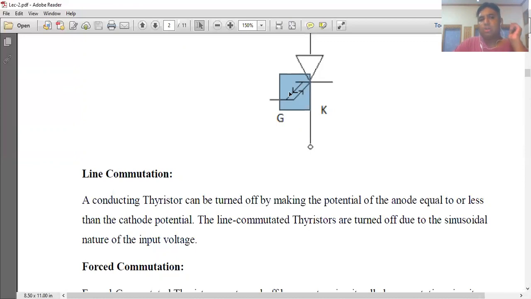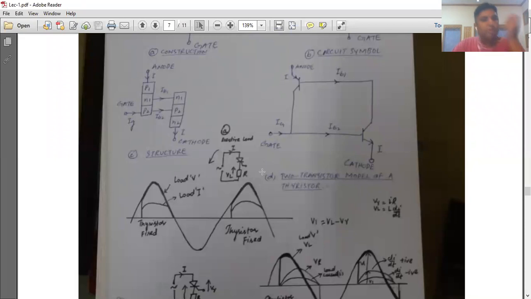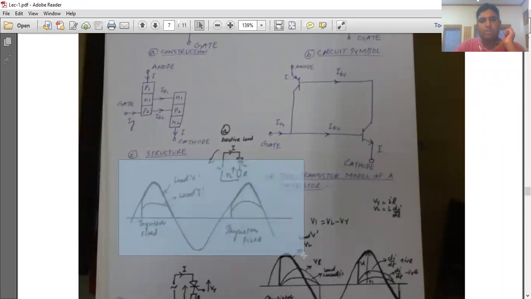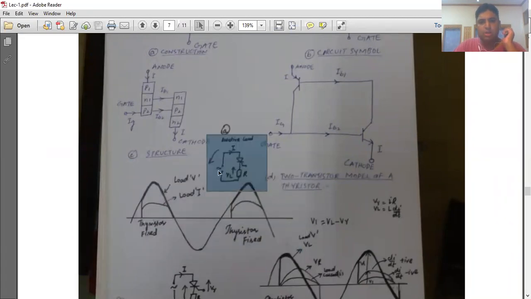So line commutation basically happens due to the sinusoidal nature of the input voltage. I can show you the sinusoidal wave, the waveform in lecture number 1. Let me change the slide here. Okay, this is a waveform of a sinusoidal input. Basically, you can see this circuit here. This circuit has a sinusoidal input, a thyristor and a resistor. And this waveform basically shows the voltage at the resistor, or output voltage of this circuit.